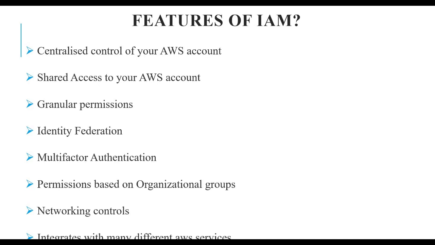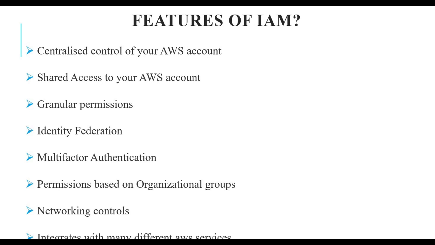Centralized control of your AWS account: you can control the creation, rotation, and cancellation of each user's security credentials. You can also control what data in the AWS system users can access and how they can access it. The next is shared access to your AWS account. Users can share the resources for collaborative projects, so users can easily share the resources. The next is granular permission.